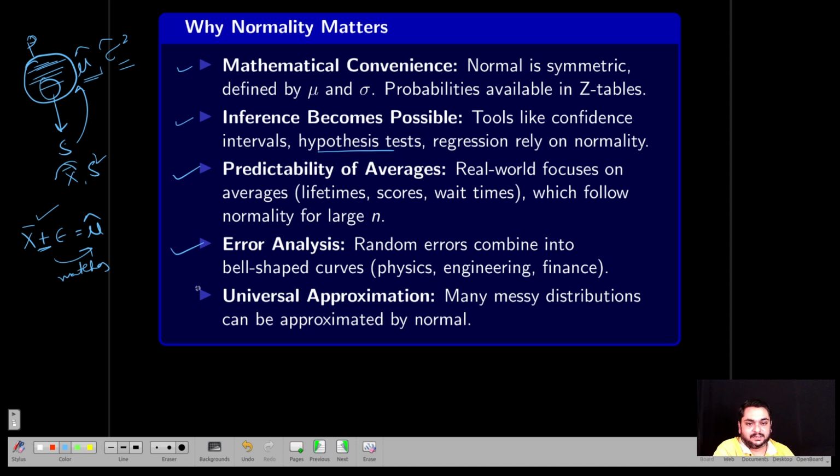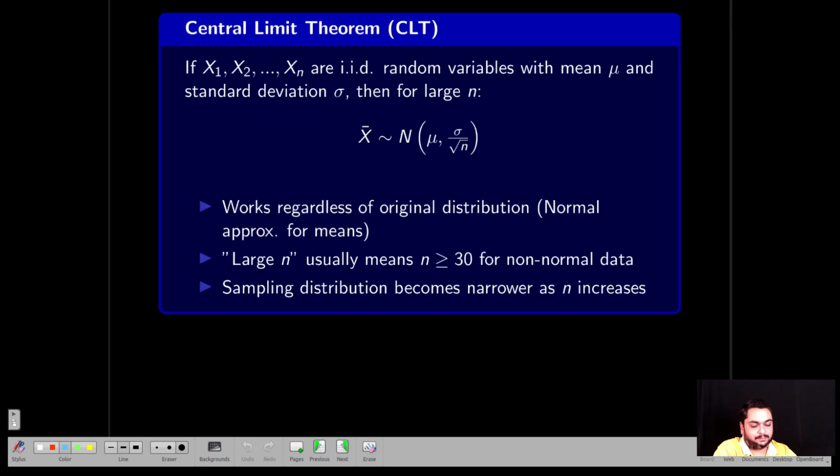Then this is the universal approximation. Any messy distribution can be approximated by normal distribution. That is why normal distribution is important. Now we'll come to central limit theorem. Central limit theorem helps us to map or reduce any distribution to normal distribution. This works regardless of the original distribution. Now we'll try to understand what is the central limit theorem.